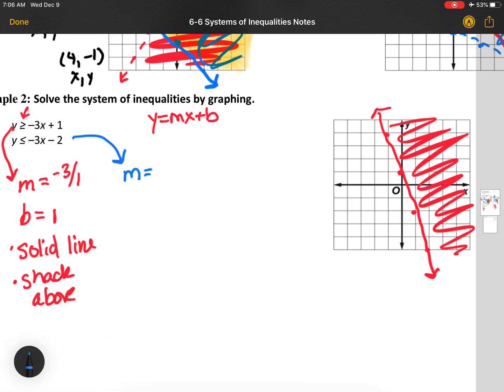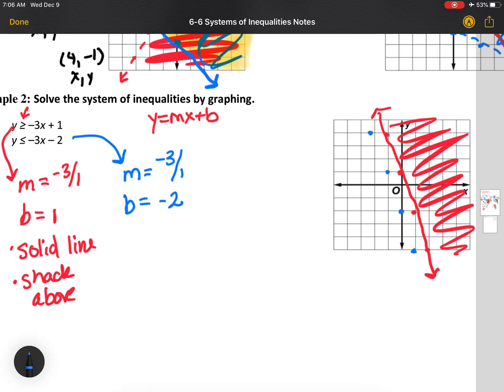So I got my slope and my y-intercept, since it's already in slope-intercept form. Well, its slope is also negative 3 over 1, because that's my m out front of my x. And my b is negative 2, because it's tacked on the end. So at negative 2, here's my y-intercept. I need to go down 3 to the right one for my slope. I could also go up 3 to the left one.